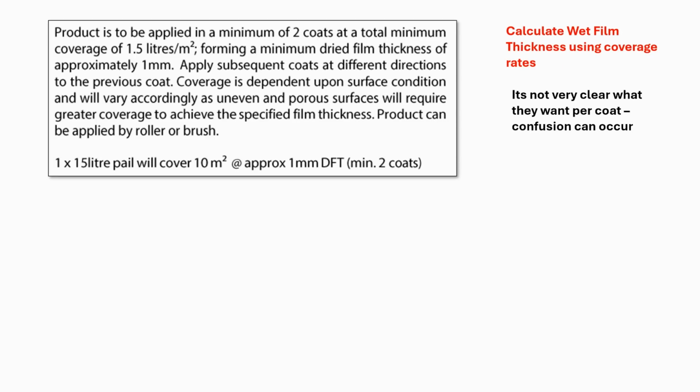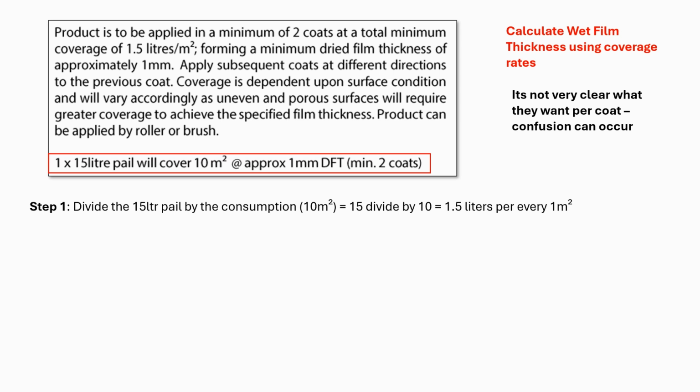What if a product gives us this blurb on their technical data sheet? We need to calculate it a bit more. We need to think more laterally and a bit deeper about it. If you read through it, you'll suddenly glean the important bits of information that you need. The first bit of information I really want to focus on is this bit in red. The 1 by 15 litre pail will cover 10 square metres. That's the coverage or consumption. That's really the bones of it. What they're really telling us is that for every 15 litre bucket, it's going to apply across 10 square metres.